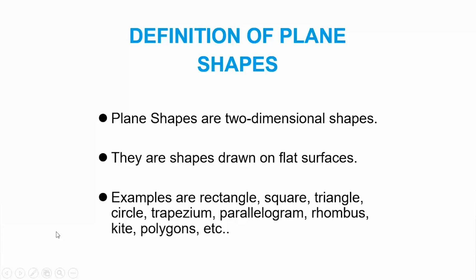So examples of two-dimensional shapes, just like I said, I will be using these words interchangeably. Sometimes I will call them plane shapes. I will also call them two-dimensional shapes. They are all the same thing. So examples of plane shapes are the rectangle, the square, the triangle, the circle, trapezium, parallelogram, rhombus, kite, polygons, okay? Polygons, and so forth, okay? So those shapes are examples of what we call two-dimensional shapes or plane shapes.